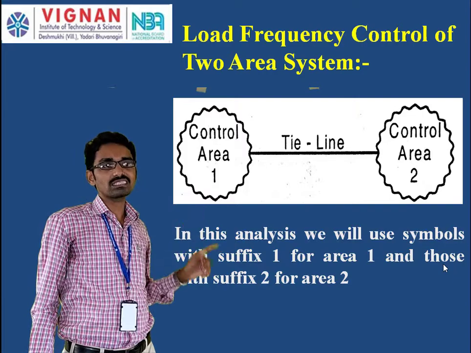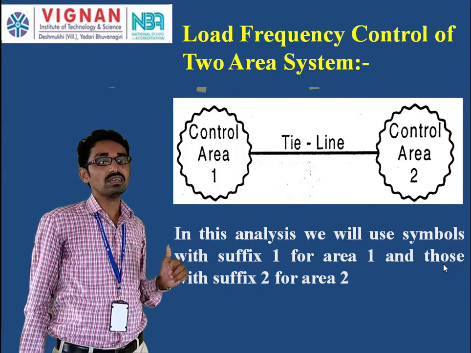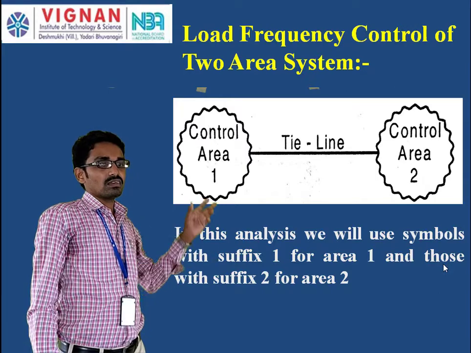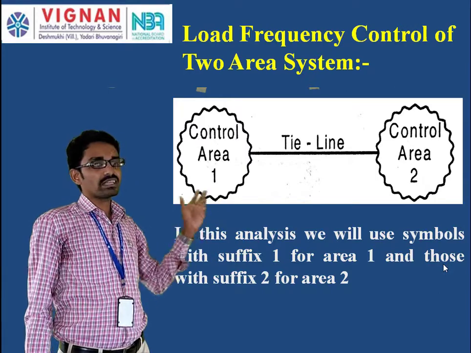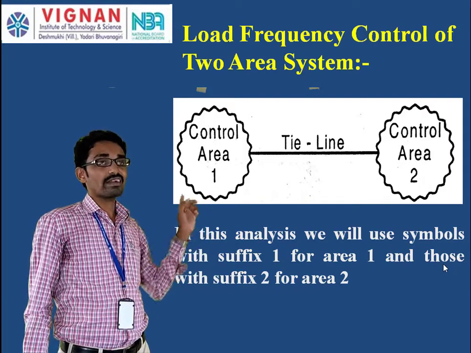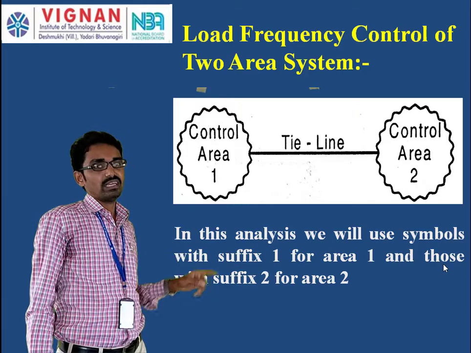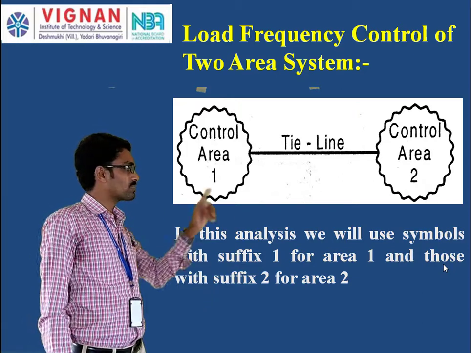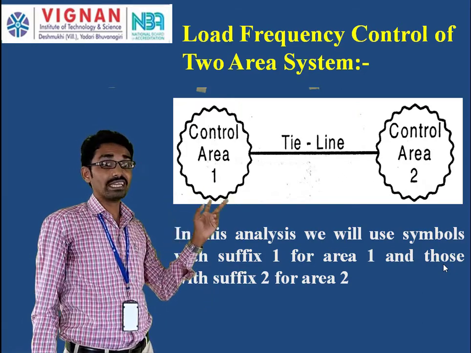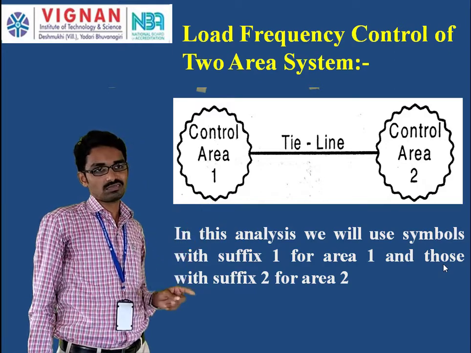Our aim is to maintain the constant frequency. In order to maintain the constant frequency, here there are two control areas, and these two control areas have a joint responsibility to maintain the constant frequency. That means the generated power of the two control areas has to be changed.